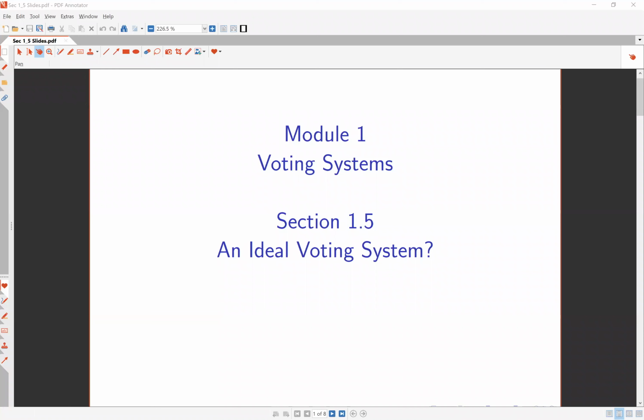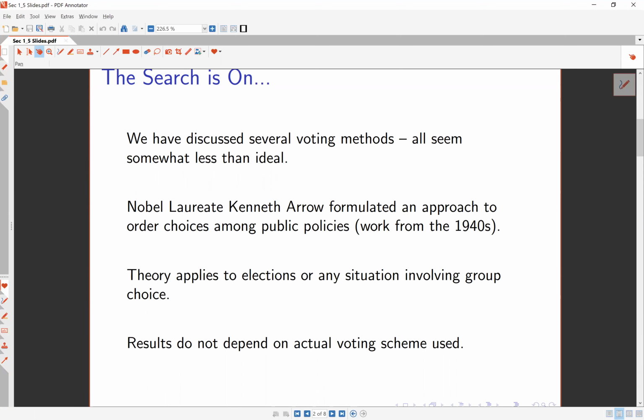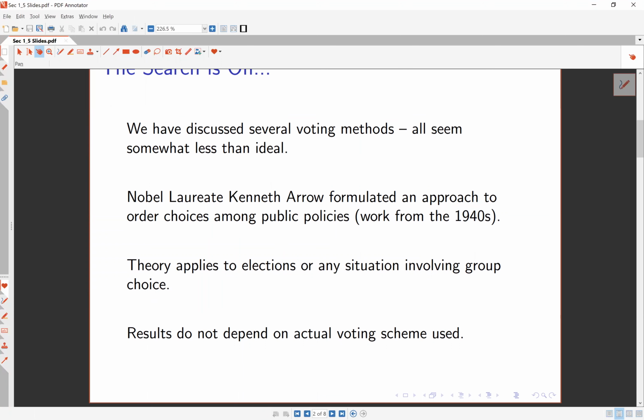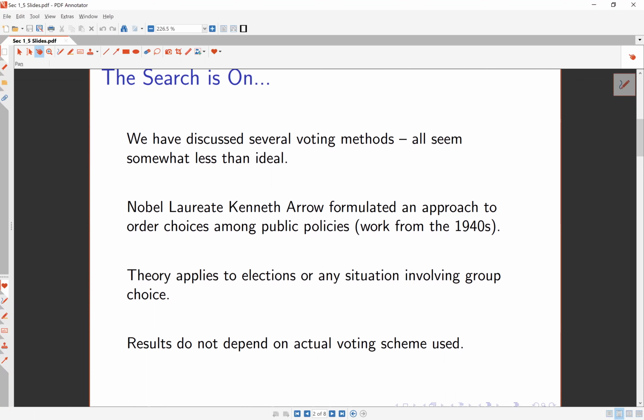Or maybe even a bigger question we could be asking is whether there is such a thing as an ideal voting system. So we're going to explore that question a little bit in section 1.5. And specifically, the work that we're looking at is in large part due to Kenneth Arrow, who won a Nobel Prize for this. And Kenneth Arrow formulated an approach to ordering choices among public policies.